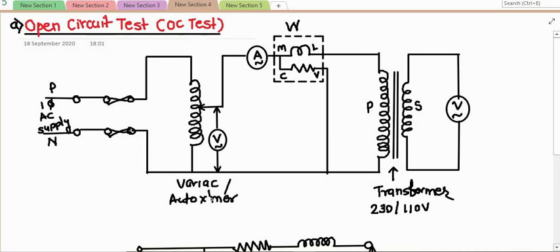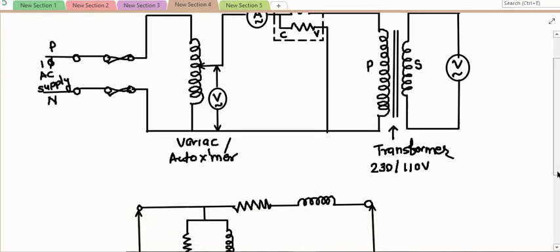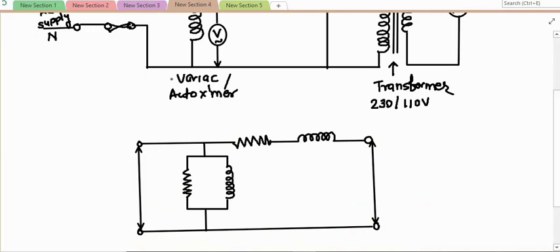So, a variac or suitable arrangement we have to make for adjusting the rated value of the voltage across the primary. Then after that we have to make the following observations by taking the reading. So let us see what is the observation table of this.